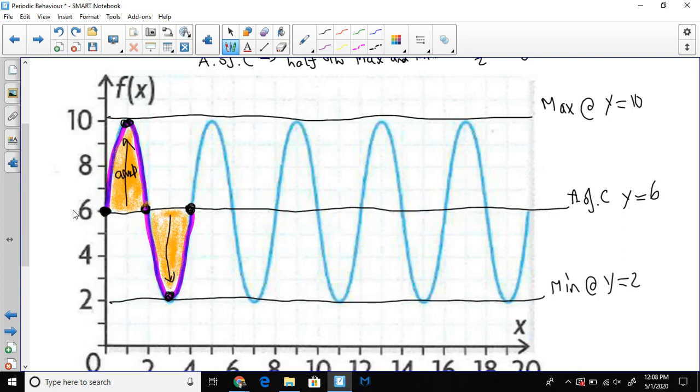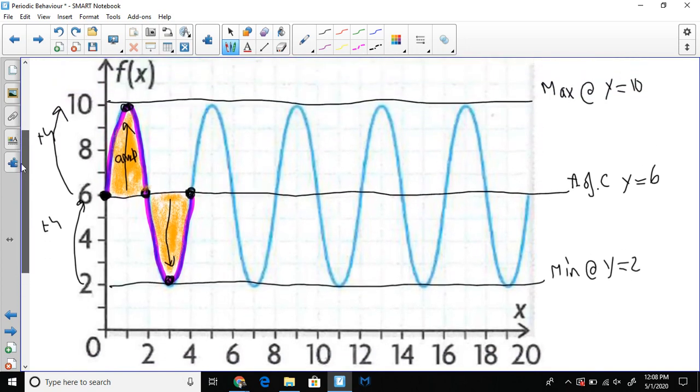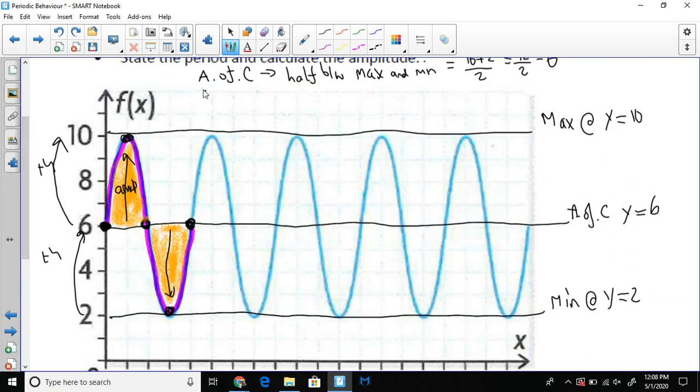What's the distance from 6 to 10? Well, that's 4. And the distance from 2 to 6? That's 4 as well. What's my amplitude? Ready? 4. Good. Hopefully you got that. So my amplitude, or my a value, is 4.